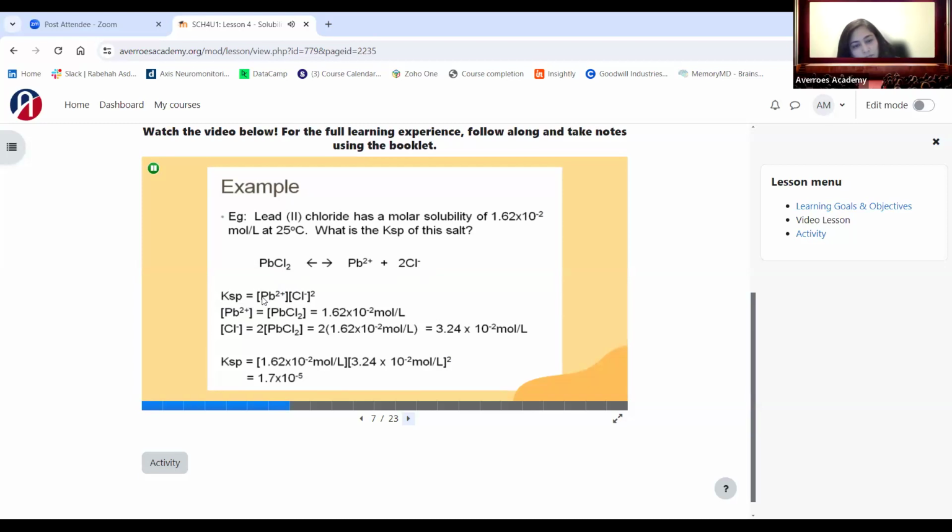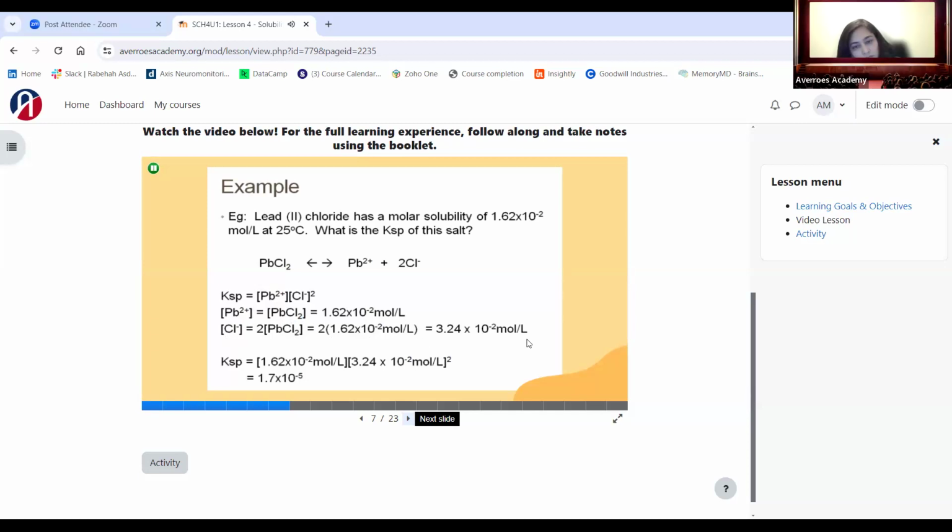And then we write out our KSP expression. We know lead chloride is a solid, so our equation is just going to be the concentration of Pb2 plus times the concentration of Cl minus to the power of 2, because the coefficient in the chemical equation is 2. And since we have a 1 to 1 ratio between the concentration of our reactant and our lead ion, we know those are both going to be equal to 1.62 times 10 to the negative 2 moles per liter. However, our concentration of our chlorine ion is going to be 2 times that amount, right? Because there's a coefficient of 2. So 2 times 1.62 times 10 to the negative 2 moles per liter, and you will get 3.24 times 10 to the negative 2 moles per liter.